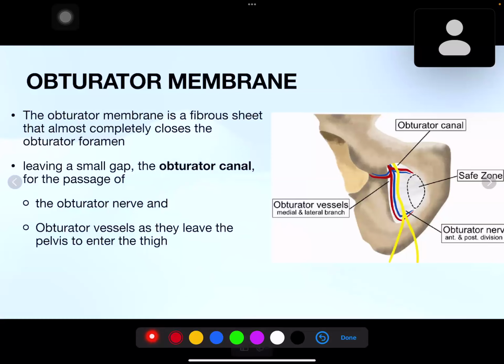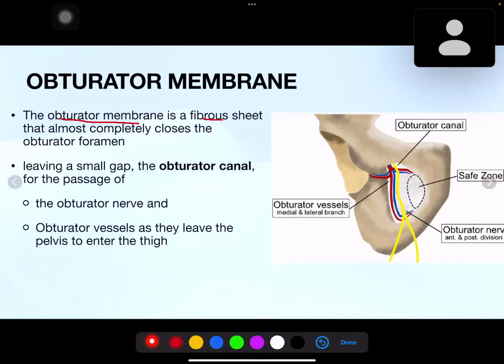See, this is the obturator membrane. The obturator membrane is a fibrous sheet that almost completely closes the obturator foramen.